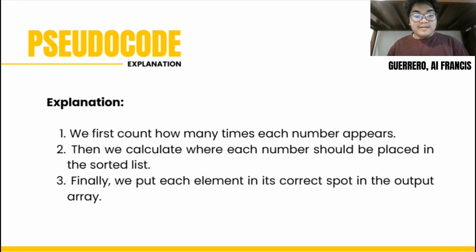And for a more simplified explanation, here it is. We first count how many times each number appears. Then we calculate where each number should be placed in the sorted list. Finally, we put each element in its correct spots in the output array.